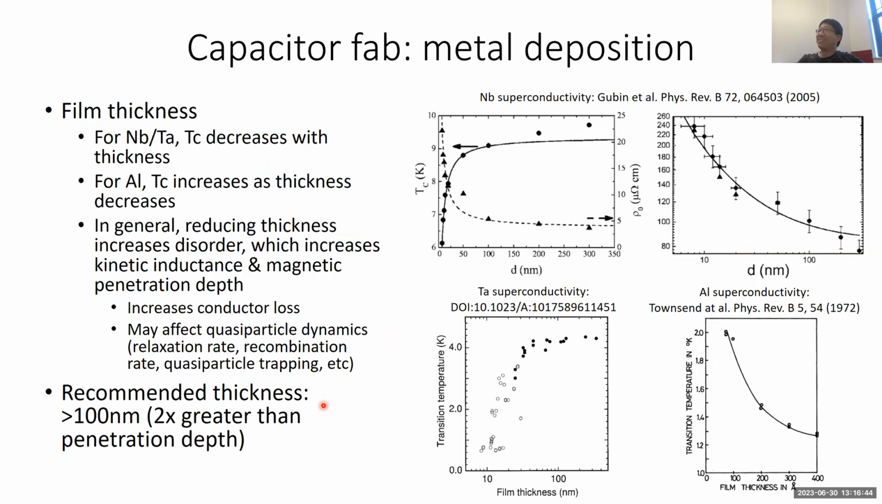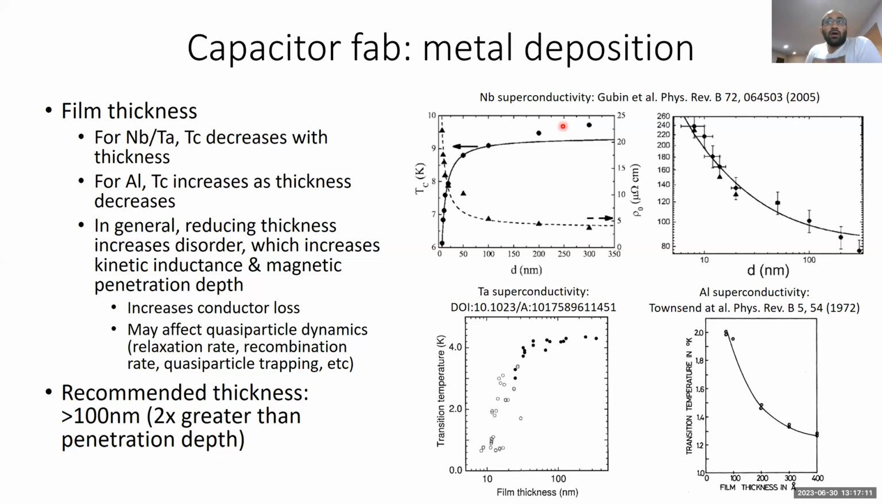All right, let's move on. Okay, so the other important question that often comes up is, what should the film thickness be? Generally, it seems that for niobium and tantalum, the film TC decreases with thickness. Once your film is thick enough, the TC starts to be close to the textbook value.